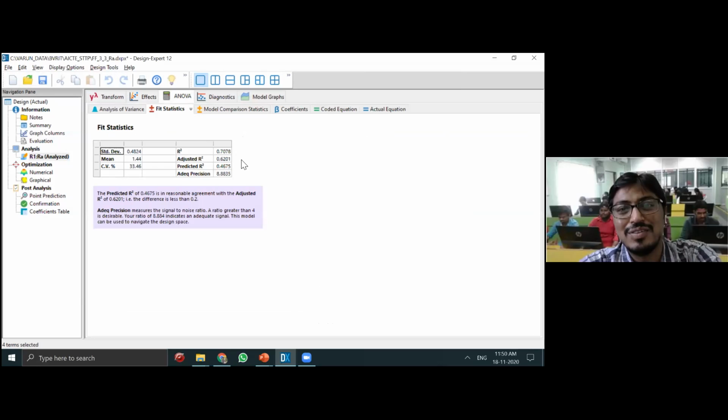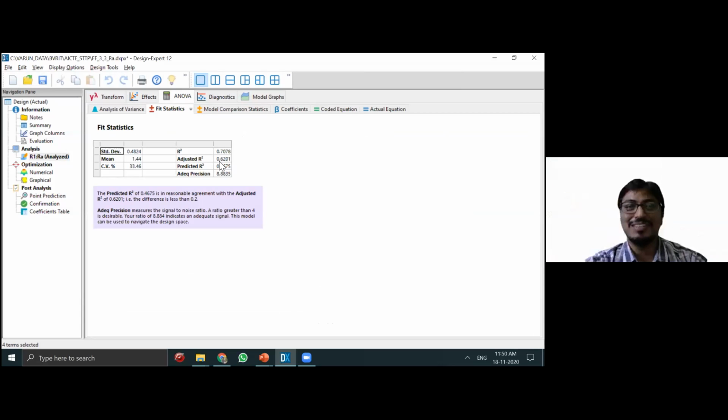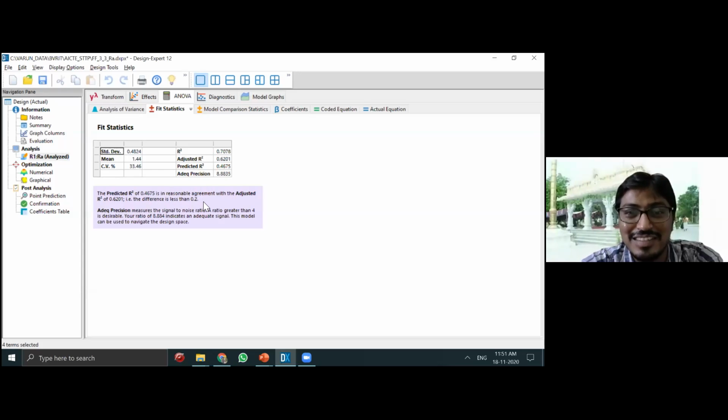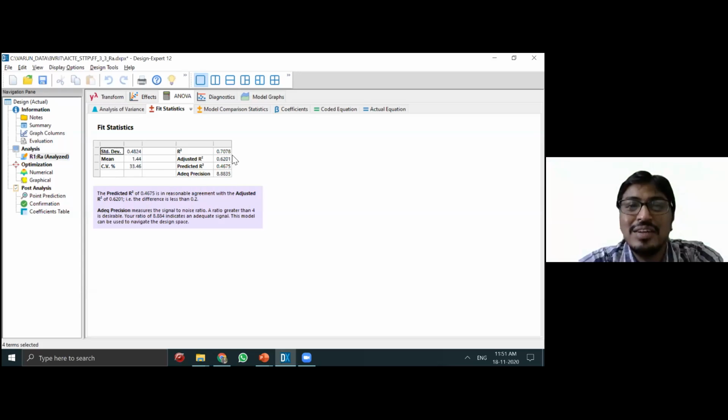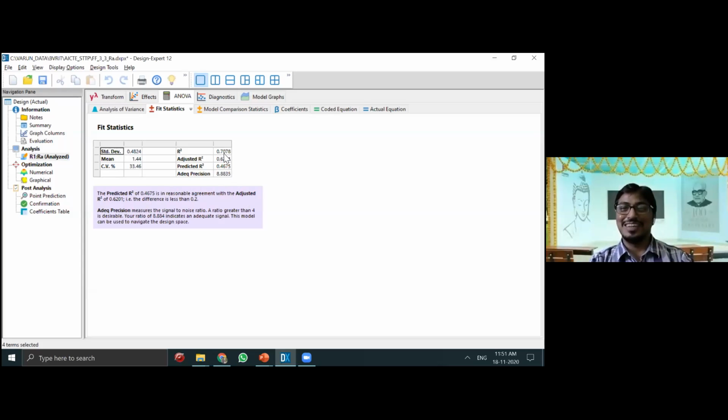Now if I go for ANOVA, then see R square value and adjusted R square value and predicted R square value. What I'm saying is predicted R square value is 0.4675, reasonable agreement with adjusted R square. Yes, because the difference is less than 0.2. But as I told you, R square value should be around 0.9. If it is not around 0.9, that means you have not done the experimentations correctly.